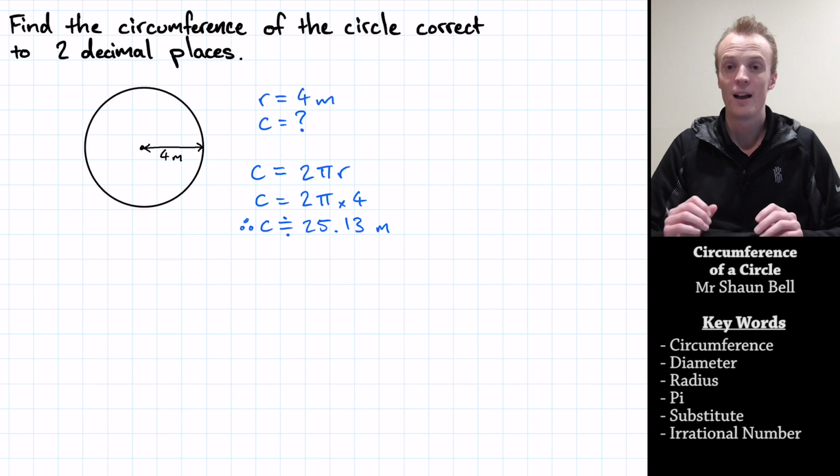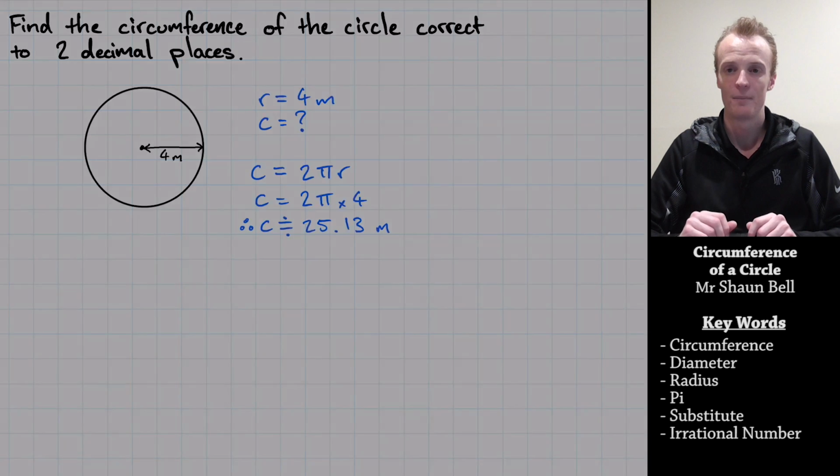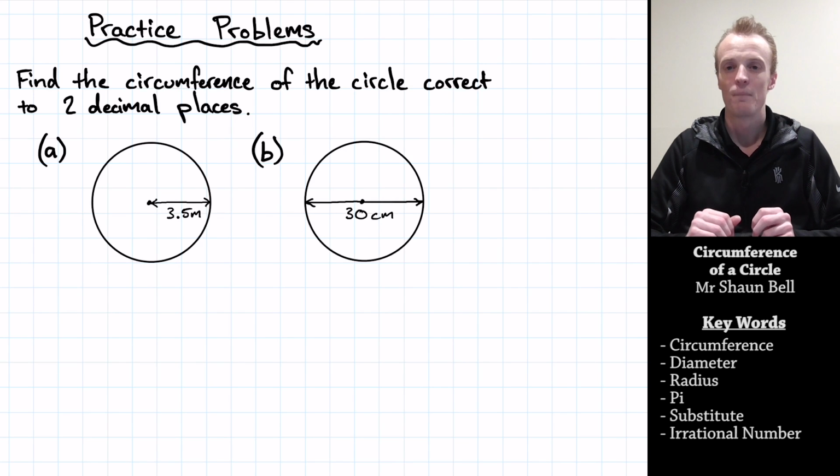So when we've got a problem that asks us to find the circumference of a circle, we should first write down the information that's given to us. We should then work out what formula would be the most appropriate to use and write that formula down. We then substitute the values into our formula and then finally enter it into our calculator. So now it's your turn. In front of me, I've got a couple of circles here for you to try and find the circumference for yourself.